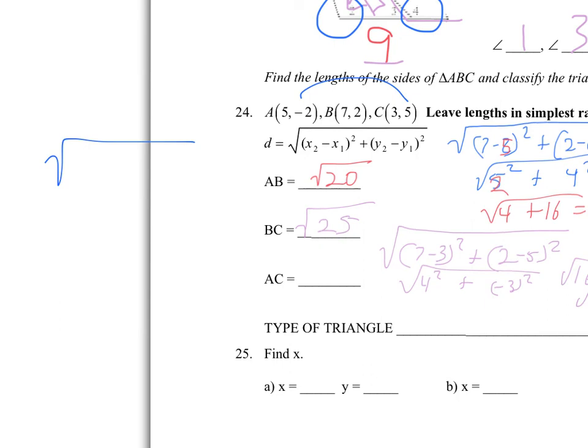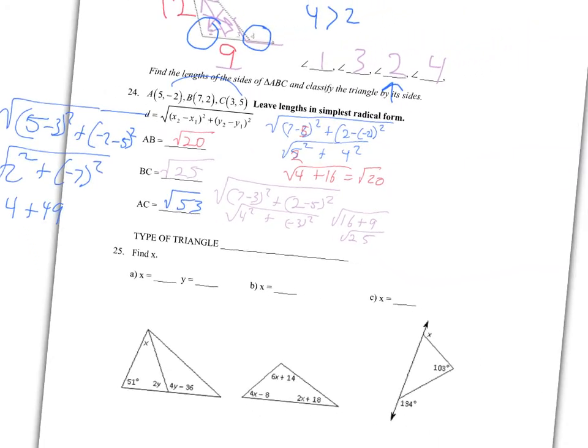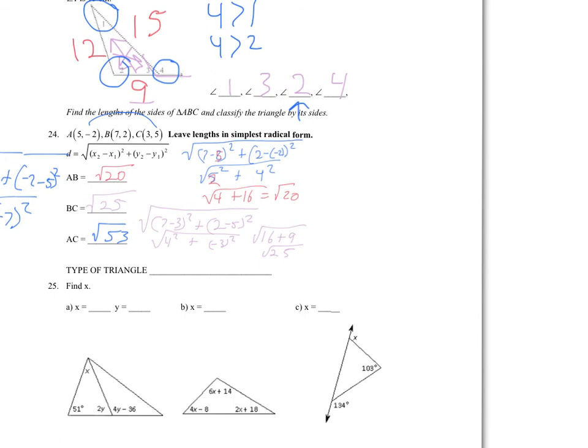Again, AC, so we're looking at 5 minus 3 squared plus negative 2 minus 5 squared. 5 minus 3 is 2 squared. Negative 2 minus 5 is negative 7 squared. We end up with 4, and negative 7 squared is 49. 4 plus 49 is radical 53. Are any of these the same? None of those lengths are the same. Therefore, the type of triangle is scalene.